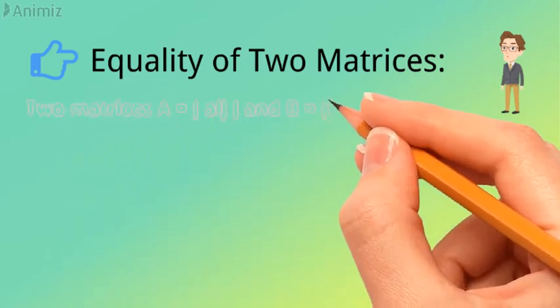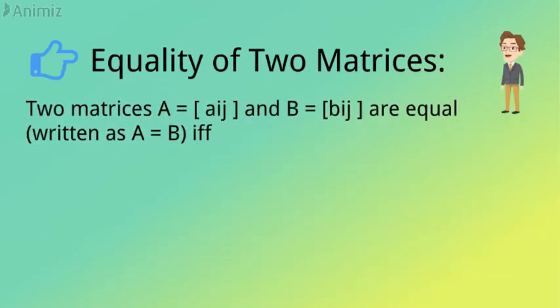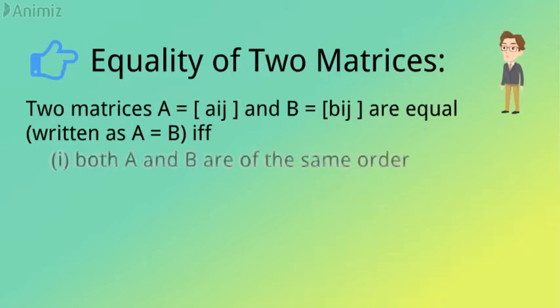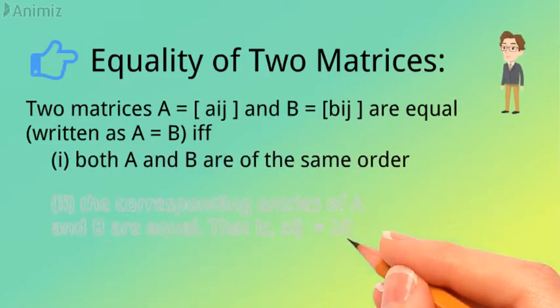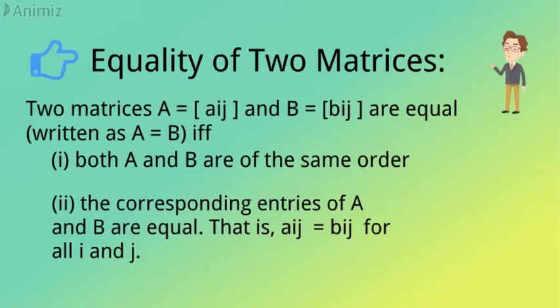Two matrices A = [a_ij] and B = [b_ij] are equal, written as A = B, if and only if, one, both A and B are of the same order; second, the corresponding entries of A and B are equal. That is, a_ij = b_ij for all i and j.